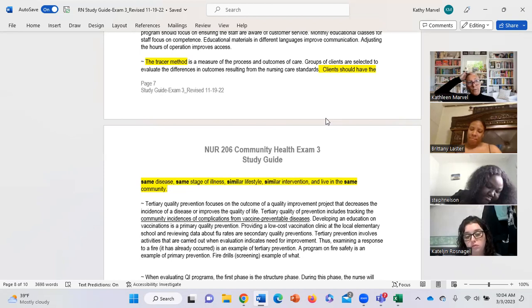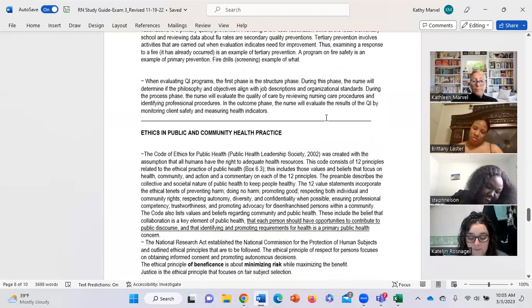Right, so if a hospital's looking at some outcomes of patients that have had a triple bypass, and they want to look at outcomes, they have to make sure that in their control group, all of these are present. They had the same surgery. They're approximately at 1 month of whatever, recovery, similar lifestyles, similar interventions, live in the same community. Okay.